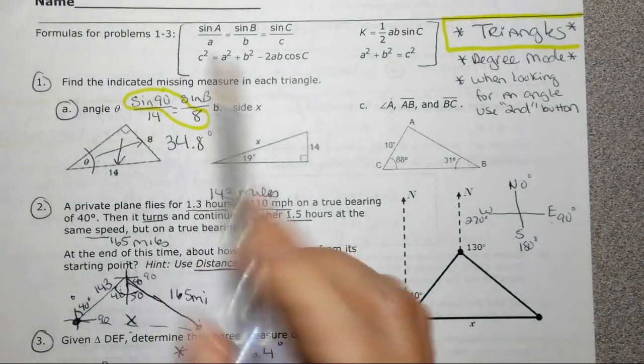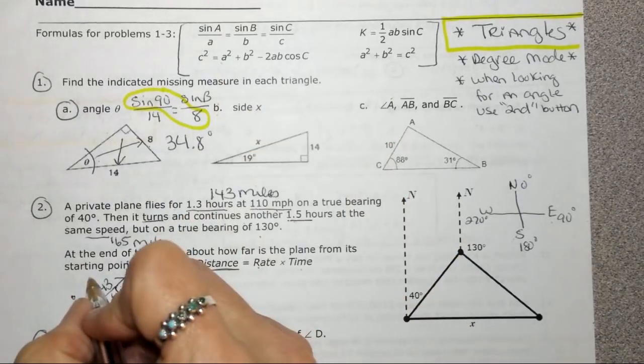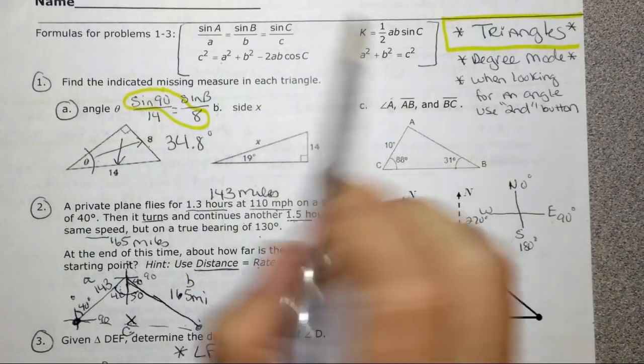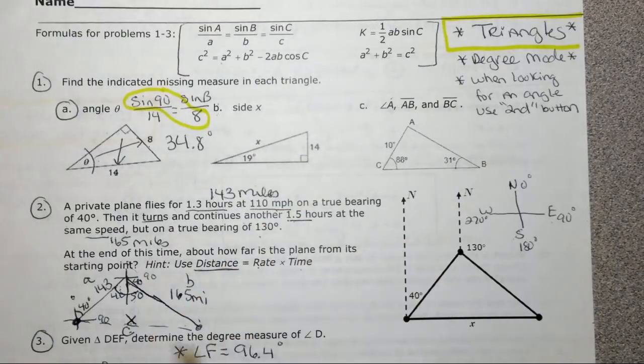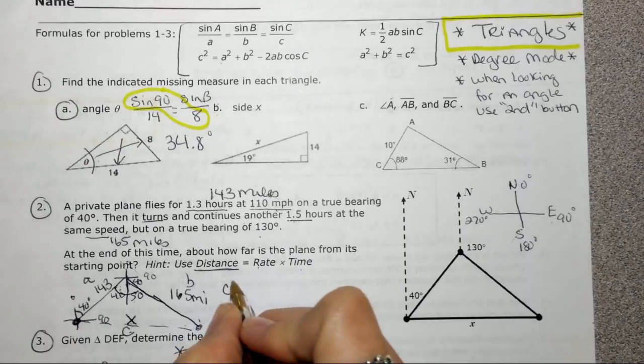So law of cosines says to find the missing side, we'll call this C. We're going to square A, I'll call that A. We're going to square B, we'll call this B, minus 2 times A times B times cosine of C. Well, cosine of C would be this angle right here, which is our 90 degrees. So I'm going to go plug this in.